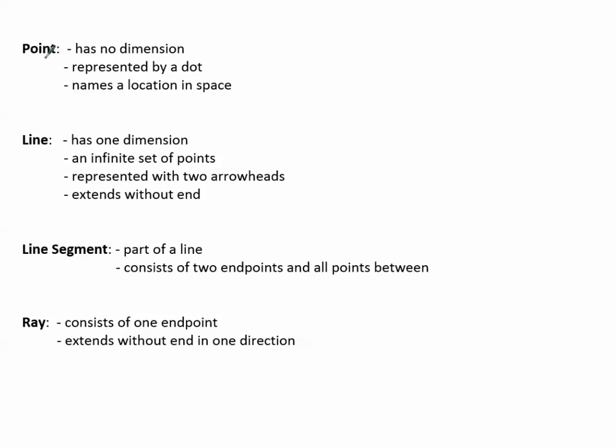Point. A point has no dimension. It is usually represented by a dot and names a location in space. For example, we will usually draw a dot to represent a point. We will name it with a capital letter nearby, such as capital A. If we need to name the point, we will write point A, always using capital or uppercase letters.